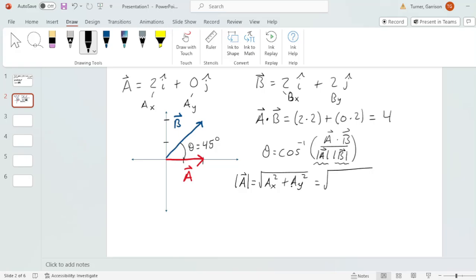And so then this is going to be 2 squared plus 0 squared, square rooted, so this is just 2. So when you have a vector that lies along an axis, the length is just the magnitude. B is a little bit more sophisticated though, because it has components along both axes.